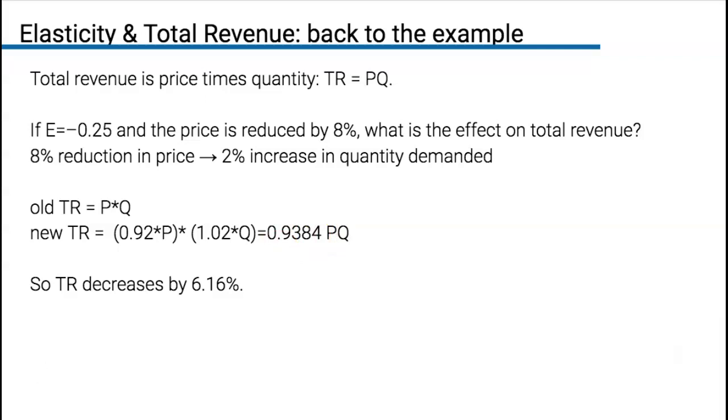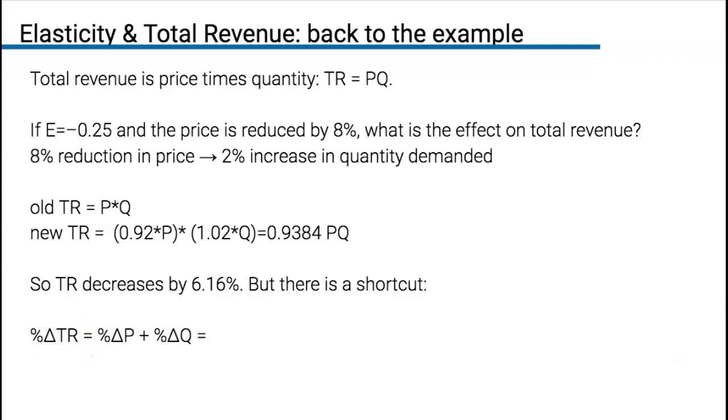But there is a shortcut. The convenience of using elasticity is that we don't need to do multiplication. When we switch to percentages and the percentage changes are relatively small, we can replace multiplication with just addition. So we have this shortcut formula that says that the percentage change in total revenue is, well, approximately the sum of the percentage change in price and the percentage change in quantity.